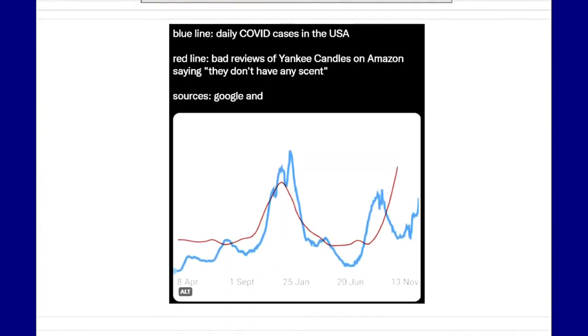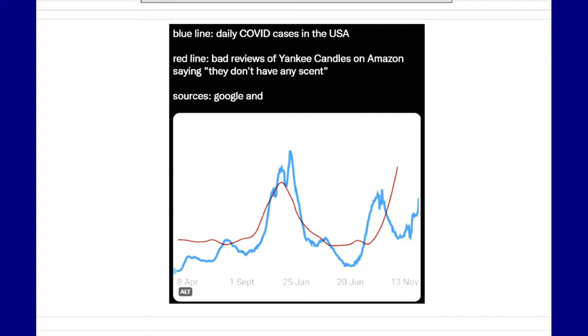Back during COVID, the blue line is daily COVID cases in the USA. The red line are bad reviews of Yankee candles on Amazon saying they don't have a scent, or basically they're saying they can't smell anything. So we see there's a correlation between these. As one goes up, the other goes up. As one goes down, the other goes down. Would we say that leaving a bad review on Amazon causes COVID? Probably not, right? There's a correlation for sure, but would we say that one causes the other?